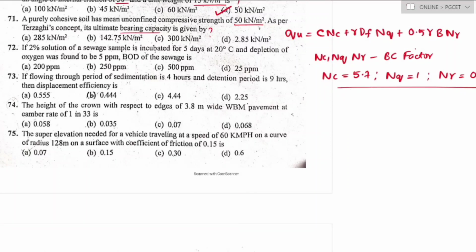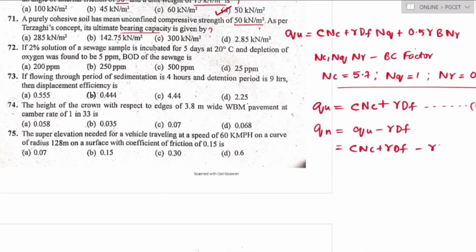So substituting these bearing capacity factors in the above equation, we get ultimate bearing capacity is equal to C Nc plus gamma Df. Consider this as equation 1. Now net bearing capacity is equal to Qu, the ultimate bearing capacity, minus gamma Df. Substituting equation 1, C Nc plus gamma Df minus gamma Df, the gamma Df will be cancelled. Therefore net bearing capacity will be C Nc. Consider this as equation 2.